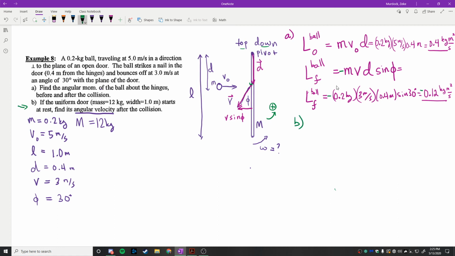Part B. If the uniform door starts at rest, we want to find its angular velocity after the collision. This is where we use the initial angular momentum of the total system, which should equal the final angular momentum of the system. The only initial angular momentum is that of the ball. For the final, we have the final angular momentum of the ball, plus the final angular momentum of the door. The initial angular momentum of the ball we've already calculated up there, and the final angular momentum of the ball is right here.